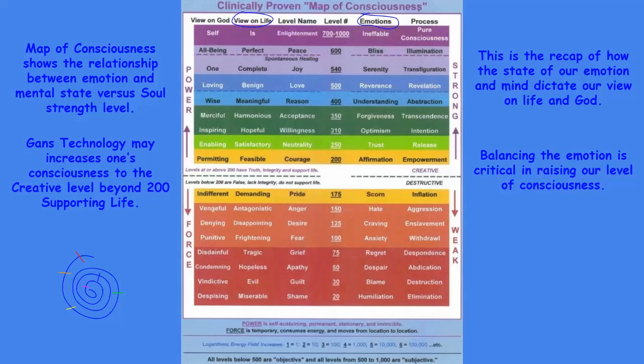The map of consciousness shows a relationship between emotion and mental state versus soul strength level. GANS technology may increase one's consciousness to the creative level beyond 200, supporting life. This is the recap of how the state of our emotion and mind dictate our view on life and God. Balancing the emotion is critical in raising our level of consciousness.